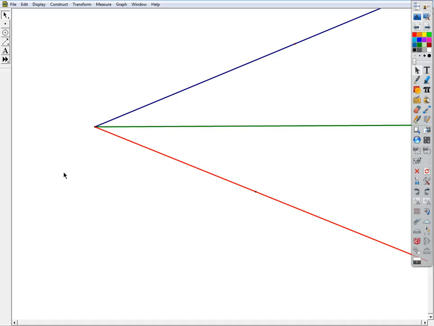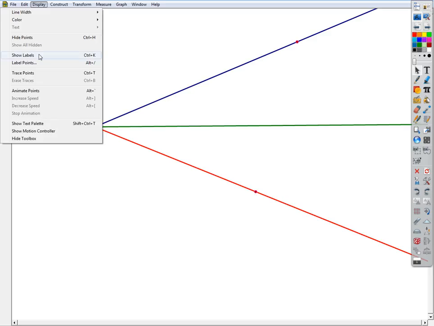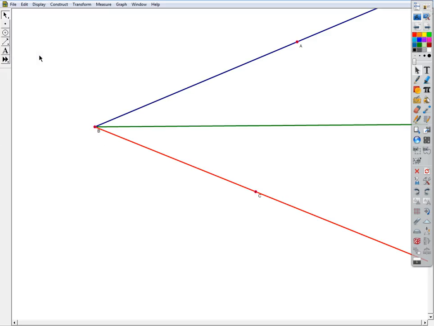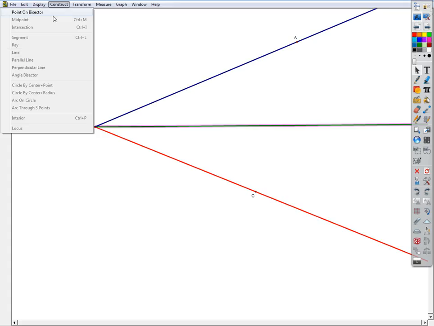We can prove that because I can measure these angles. Let's go ahead and highlight these points, and I'll label them. We've got point A, we've got point B, and we've got point C. Let's put another point on this bisector. So I'll construct a point that's on the bisector.